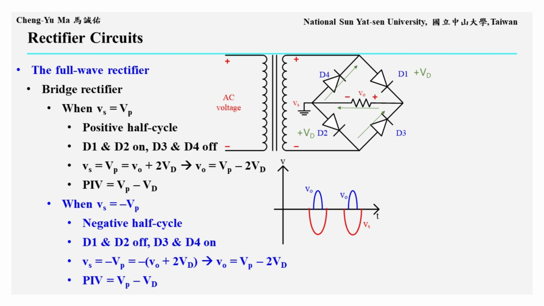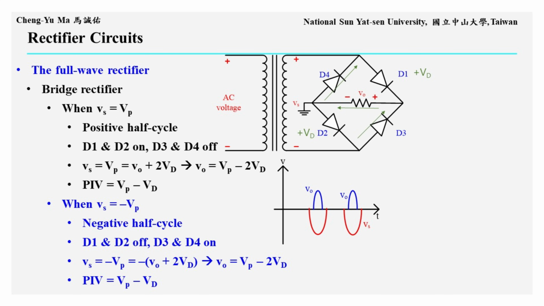Now consider the negative half cycle, using Vs equal to negative Vp as the example. The high potential side is now at the anode of D3 and the cathode of D2. Therefore, D2 is reverse biased and remains off, while D3 turns on. After the signal passes through D3, it reaches the cathode of D1, so D1 is also reverse biased and remains off. The current then flows through the resistor, reaches the anode of D4, turns on D4, and returns to Vs to complete the loop. The total loop voltage is negative Vp, which equals the negative of the quantity Vo plus 2 Vd. Therefore, Vo equals Vp minus 2 Vd, giving a positive output voltage again.